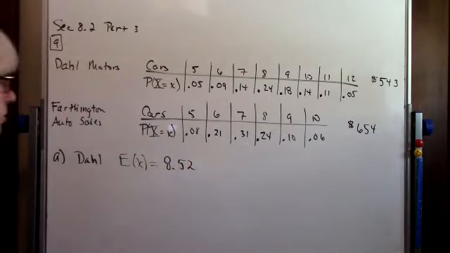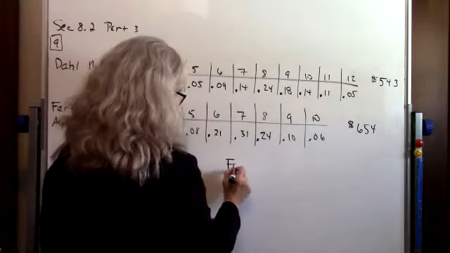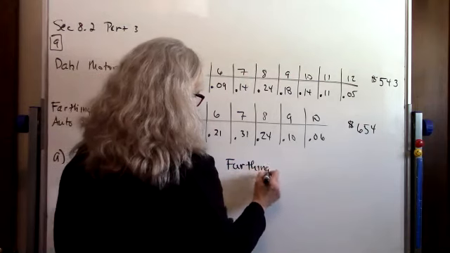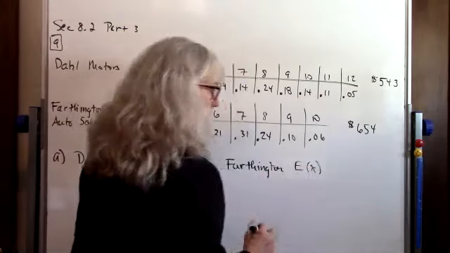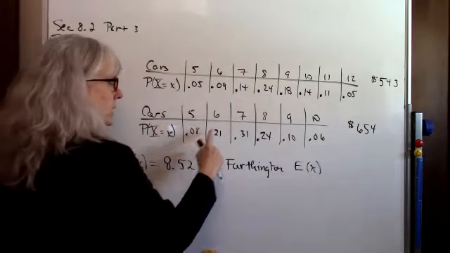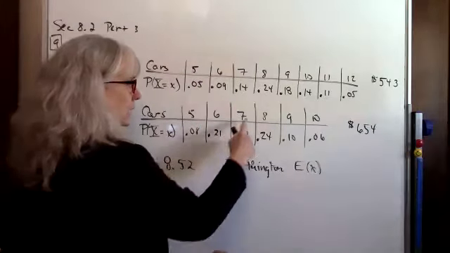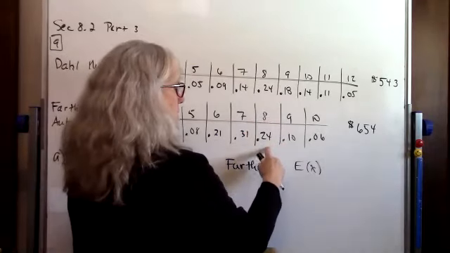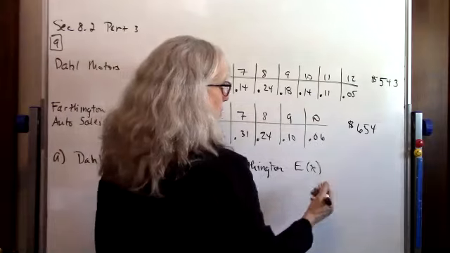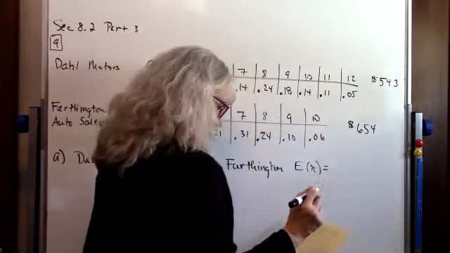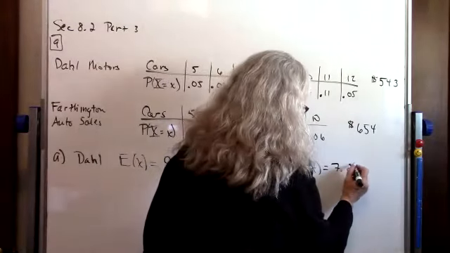For the Farthington Auto Sales, we'll do the same process to figure out what their expected number of cars is. So 5 times 0.08, 6 times 0.21, plus 7 times 0.31, plus 8 times 0.24, plus 9 times 0.1, plus 10 times 0.06. And if you do that, I ended up with 7.25.